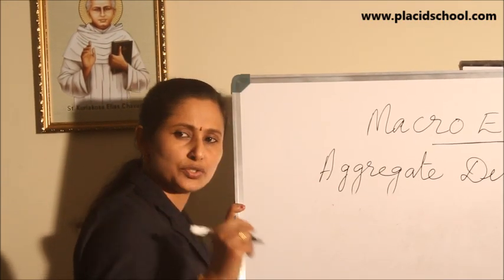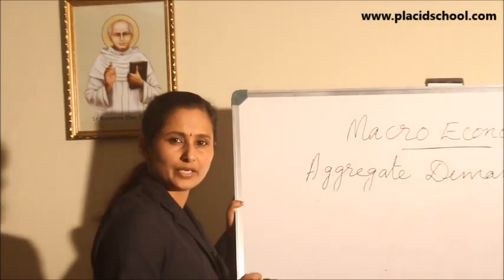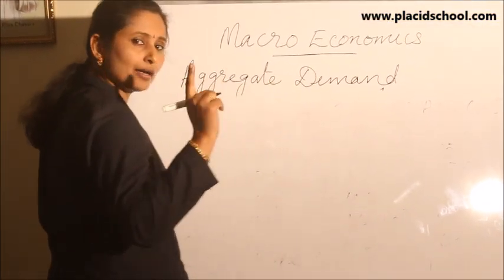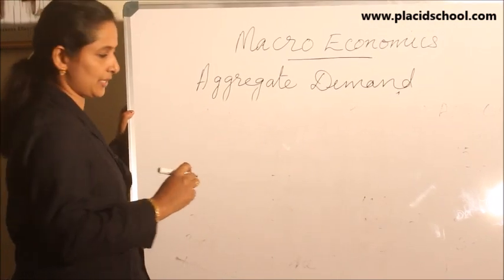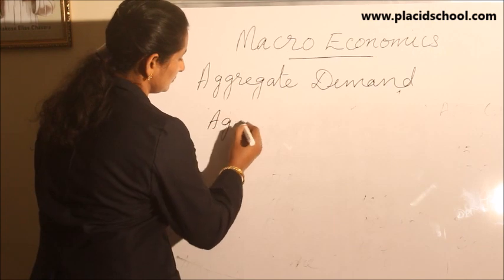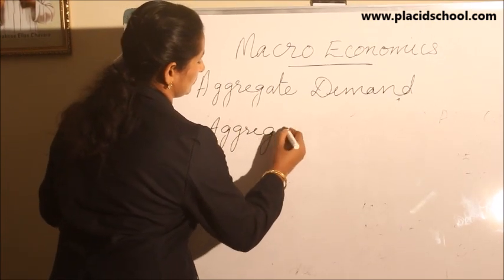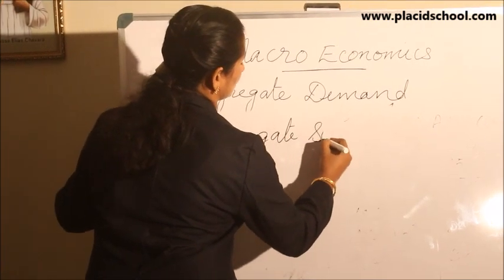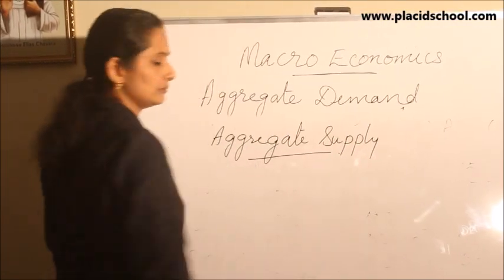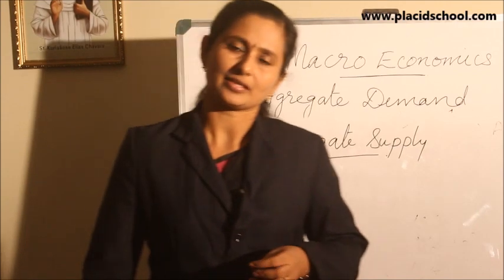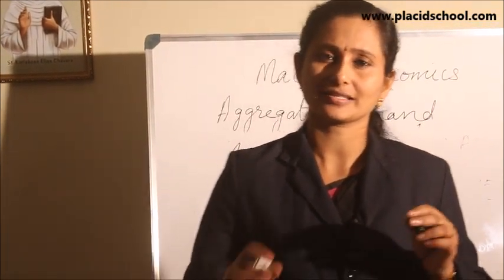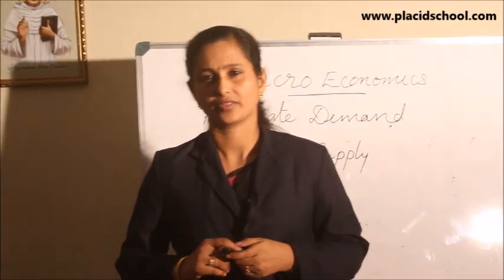I have already said to you, the equilibrium level of income in an economy is determined by the 2 forces of aggregate demand and aggregate supply. What is aggregate supply? Aggregate supply is the value of final goods and services supplied in an economy.